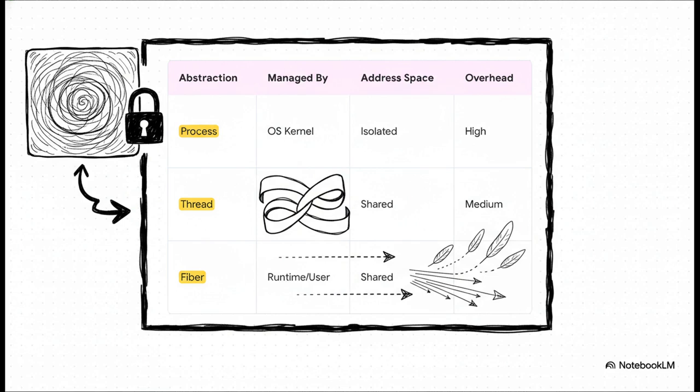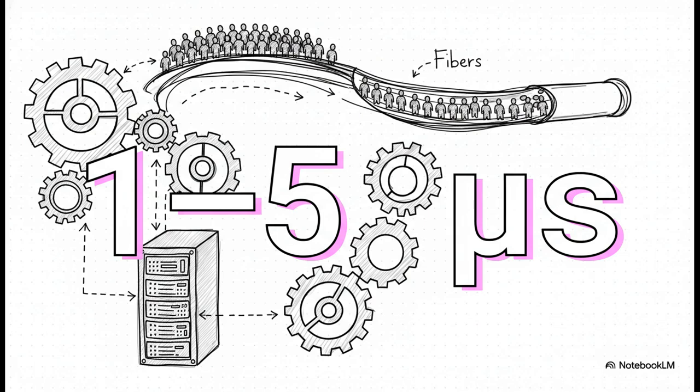A thread lives inside a process and shares memory with other threads. This is much faster, but it's also way riskier because one thread can easily mess up another's data. And then you have a fiber, which is an even lighter weight thread that's managed by the programming language itself, which gives us crazy fast switching times. And that overhead, it makes a huge difference.